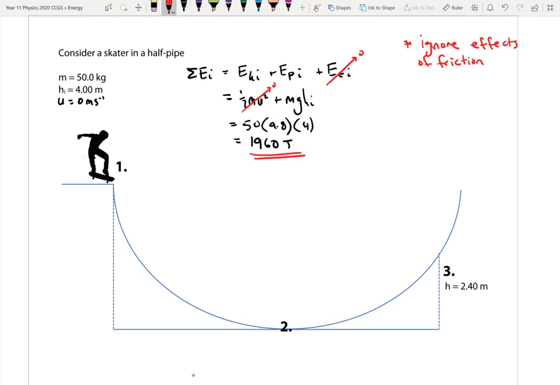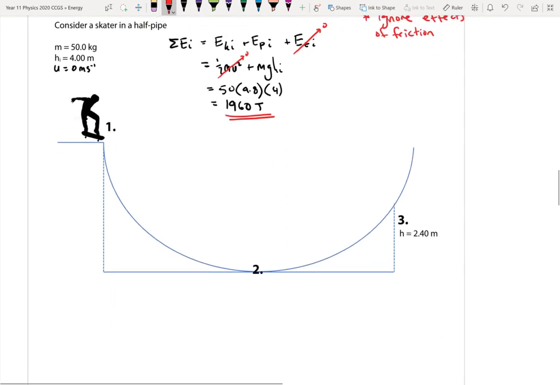Think of that as currency. That's how much you can spend. That's what you have to play with. And you can transfer it from one form to another. Okay? So, let's look down at point 2. I'll just circle point 2. I'll color code it in green. What are his physical properties at point 2? How fast is he traveling?